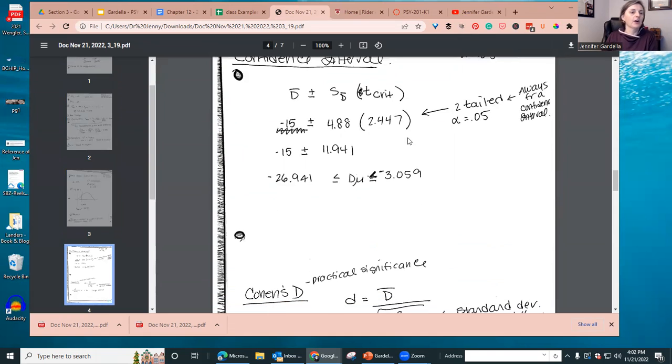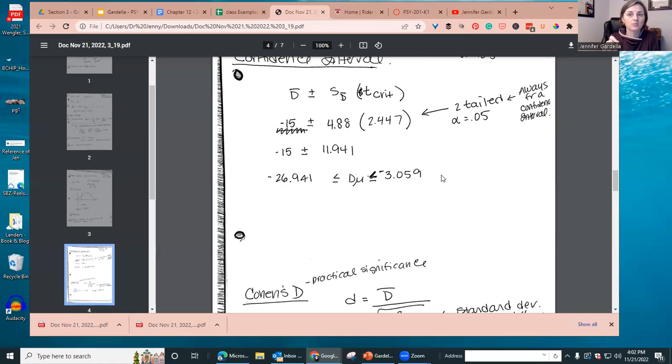Okay, so our confidence interval is negative 15 plus or minus 11.941. We then have a confidence interval around the mean difference that we would experience in the real population. So we would interpret this as the mean difference in the population is going to be somewhere between negative 26.941 and negative 3.059. Now, what does that mean?